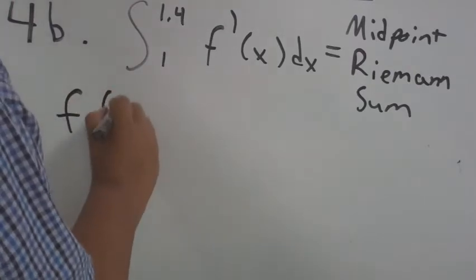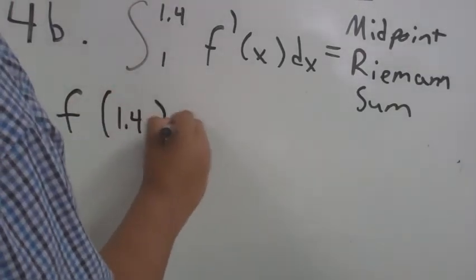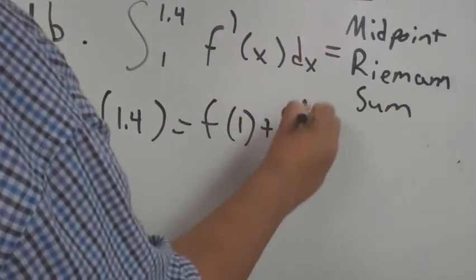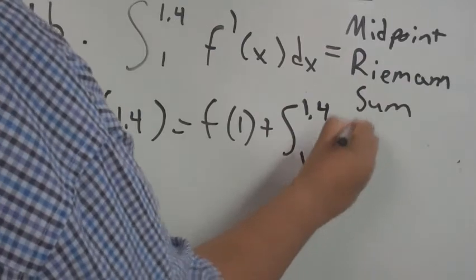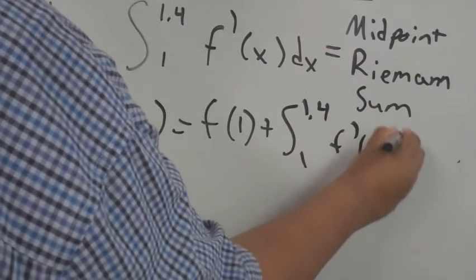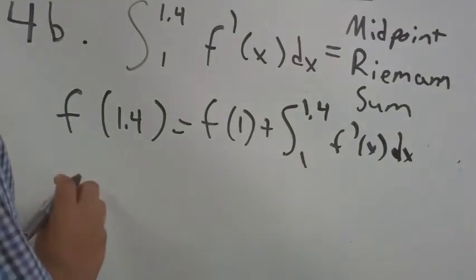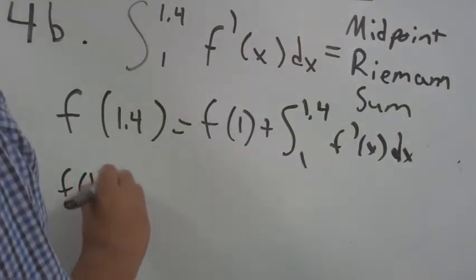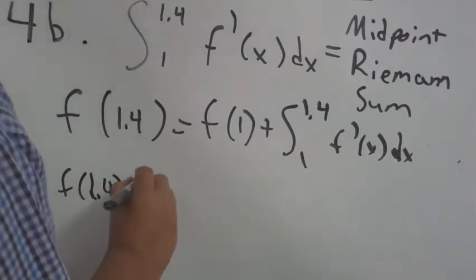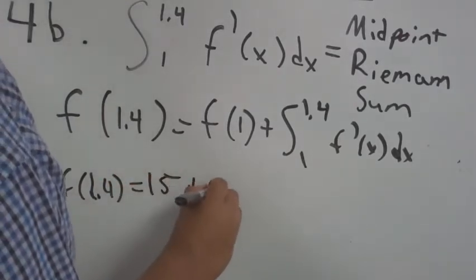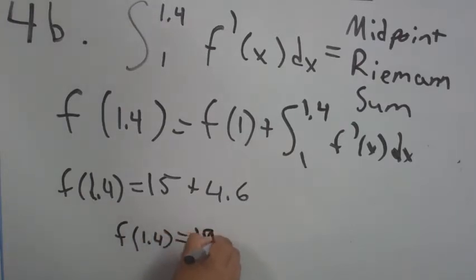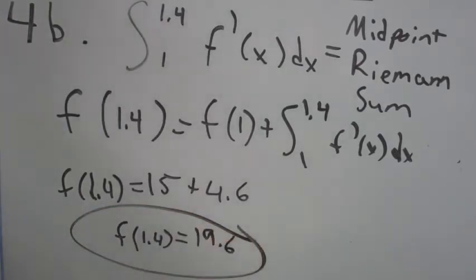For the second part of the question, we'll have to find the approximation of the integration from 1 to 1.4 of the first derivative of f. So we'll have to use f(1) plus the integration from 1 to 1.4 of f prime. By doing this, we'll be able to find the approximation. So we will be using 15, which is given as f(1), and then we'll be using the integration from 1 to 1.4, which is 4.6. So we just add them and it will become 19.6.